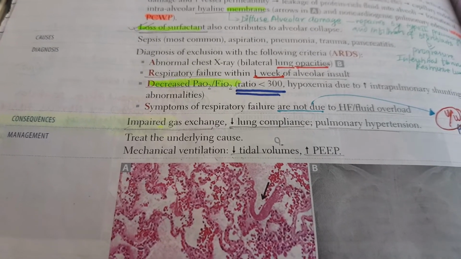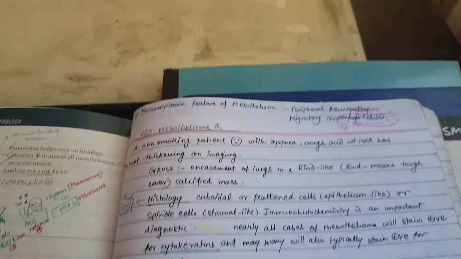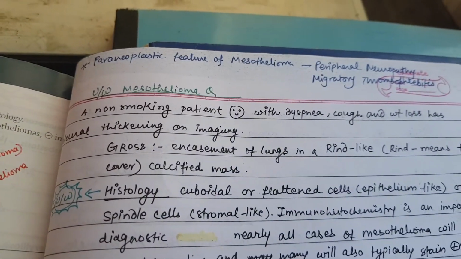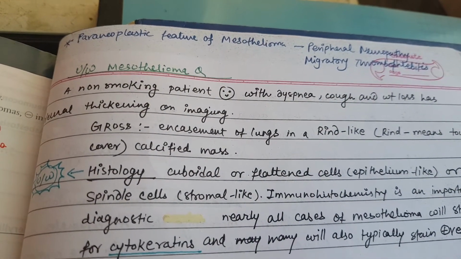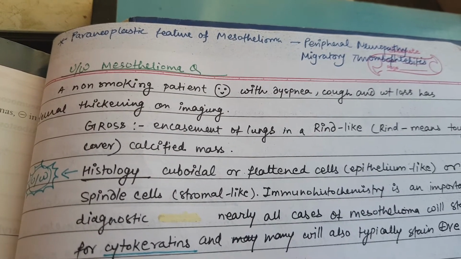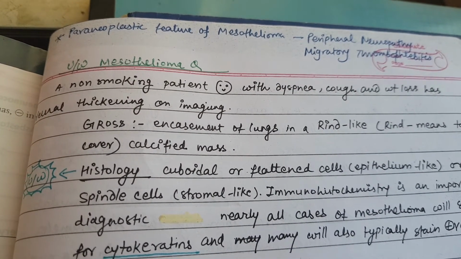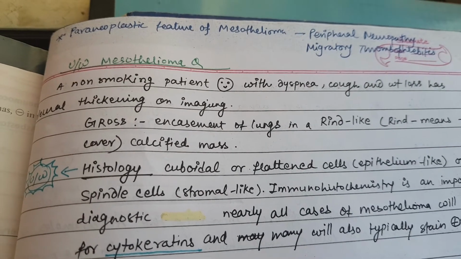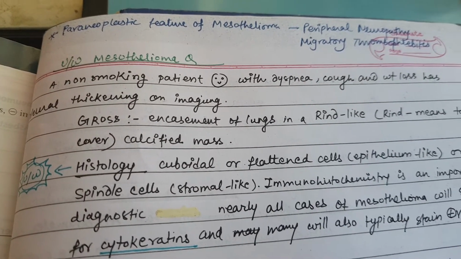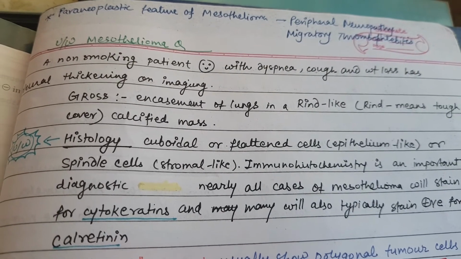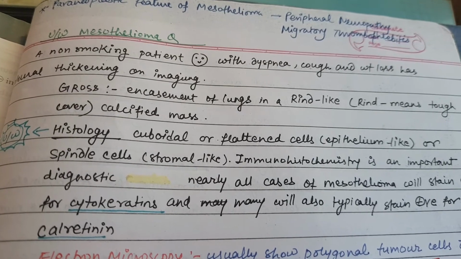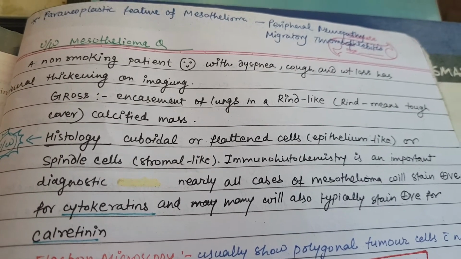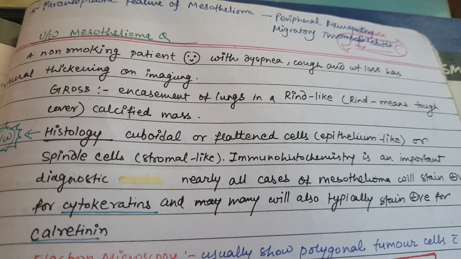So here I have written something about mesothelioma. Mesothelioma is a classic history of a non-smoking patient with dyspnea, cough, and weight loss, who has pleural thickening on imaging. So when you see there is non-smoking and there is pleural thickening, then think of mesothelioma. What will happen is that there will be encasement of the lungs in a rind-like, calcified mass. Histology: you will find cuboidal or flattened epithelial-like cells, or stromal-like spindle cells.